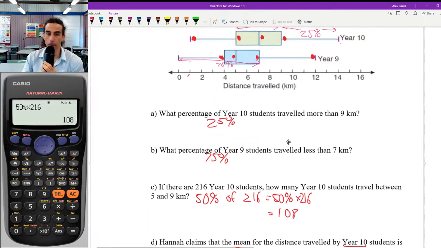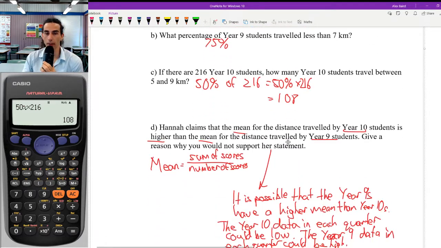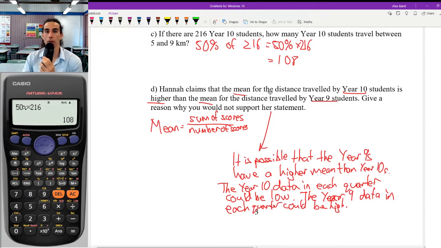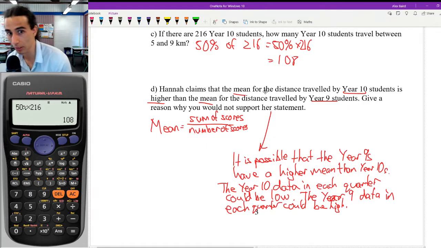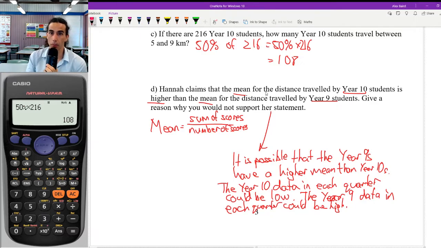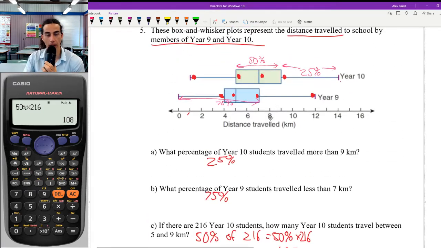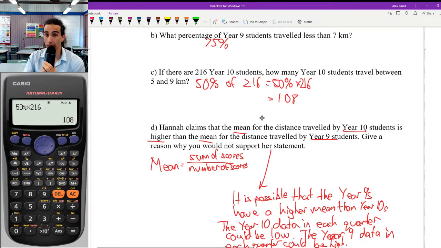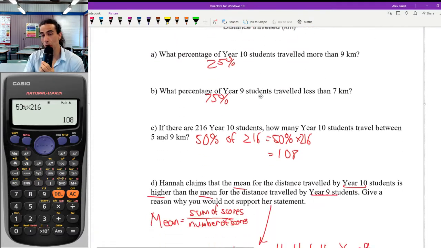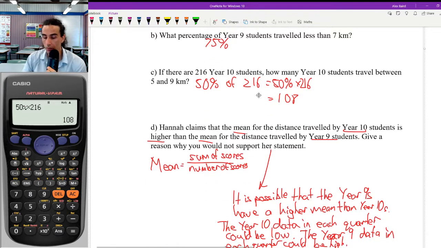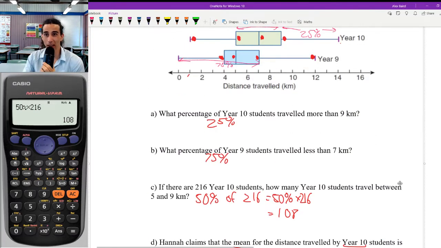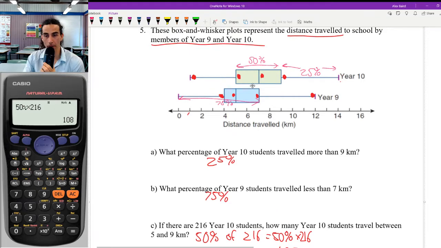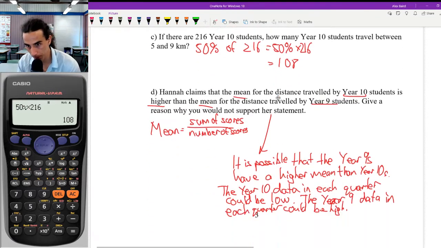Now, that's all pretty straightforward, but this one, D, was getting harder. Hannah claims that the mean for the distance traveled by year 10 students is higher than the mean for year 9. So, mean. We cannot tell the mean from a box and whisker plot. We need the exact data for that. What we can do is look at our data and roughly guess which one would have a higher mean. Yeah, the year 10 is probably going to have a higher mean, but can we say that for sure?